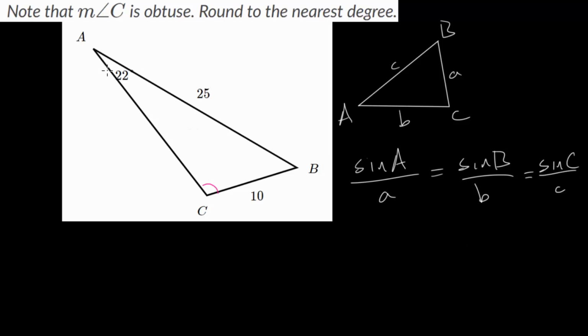Now, we do need to be careful. This is actually a pretty tricky problem, and we're told that angle C is obtuse for a reason. The main reason for that is when we solve this, we'll actually end up with two possible solutions, two different angles, one being obtuse and one being acute, and we need to decide which one to use.